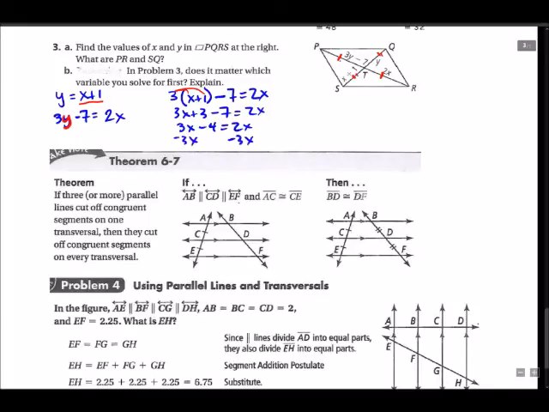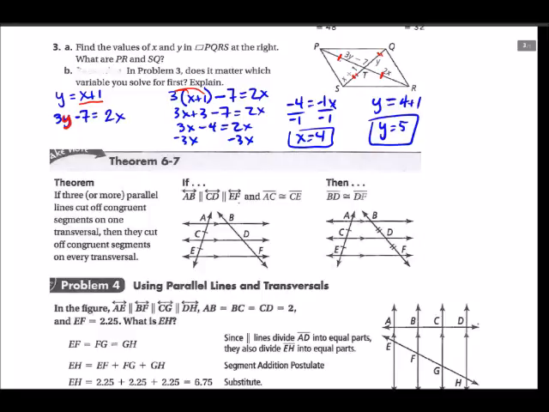Subtract 3x from both sides. Minus 4 equals a negative 1x. Don't forget your negative. Don't forget to get rid of it. So x equals 4. And then I simply substitute back in. y equals 4 plus 1. So y equals 5. So 2 good examples for you there. All right.